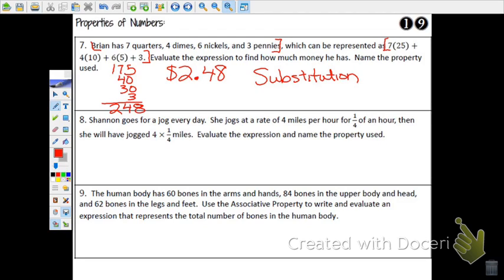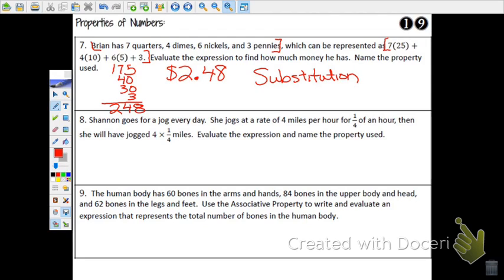Number 8 says Shannon goes for a jog every day. She jogs at a rate of 4 miles per hour for 1/4 of an hour. Then she will have jogged 4 times 1/4 miles. Evaluate the expression and name the property used.